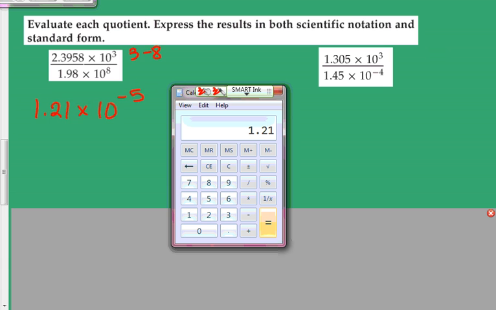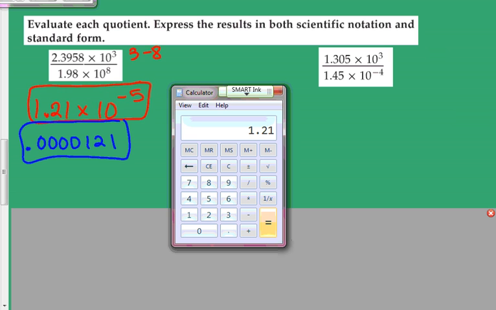And we can stop because our first number is between 1 and 10. So right away, that's already in scientific notation. All we do now is write it in standard form. So negative 5 means I'll go back to the left 5 times. The 1 takes 1 spot, so I'll add 4 zeros. 1, 2, 1. And there's my second answer with that one.